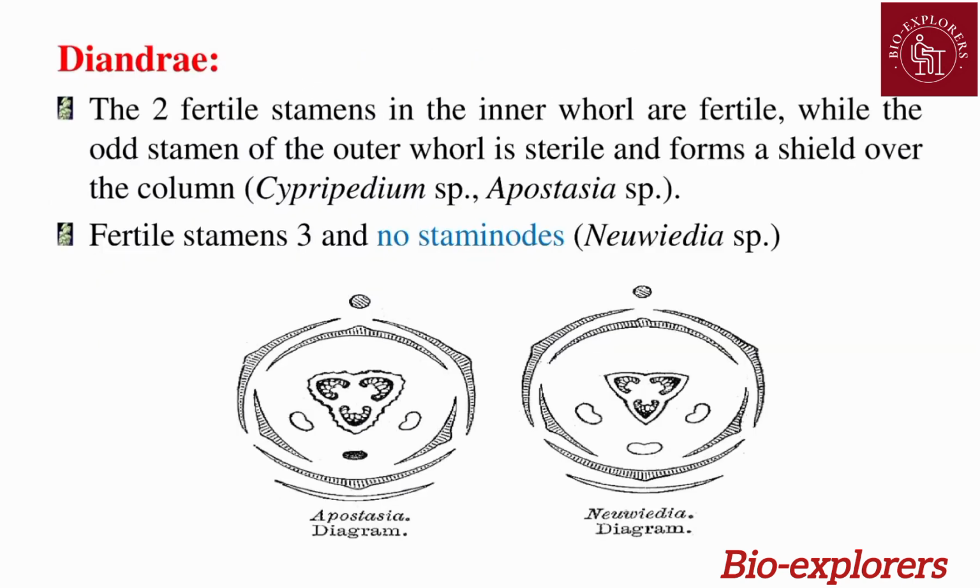In Cypripedium species and Apostasia species, which show the diandrous condition, the two fertile stamens located at the lateral position of the inner whorl are fertile, while the odd stamen of the outer whorl is sterile, which forms a shield over the column. In Neuwiedia species, all three stamens are fertile in nature and there are no staminodes.